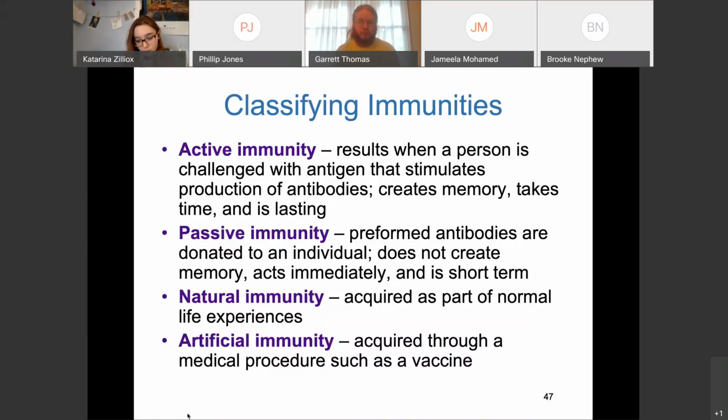All right, so just real quickly, classifying immunities. I know you both have taken A&P or you're taking it now, so they'll go over this again. Active immunity results when a person is challenged by antigen and stimulates production of antibodies, creates memory, takes time, and is long lasting. I don't know if you're following the news right now, but they're finding out, I hope I'm right, that 38 to 50% of everyone that has COVID has antibodies to it. They were asymptomatic, had no symptoms at all. They have active immunity to it. They were exposed to it, they produced antibodies, and the body took care of it.